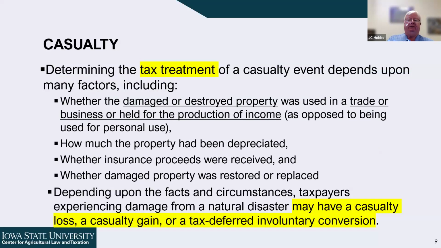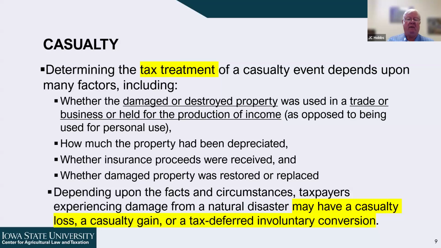Now, the tax treatment. It depends on a lot of different factors. The first bullet there, damaged or destroyed property was used in a trade or business or held for the production of income. Those rules are much different than items that are held for personal use. They're also sometimes different based upon what's going on as to how the rules apply and how much is deductible.